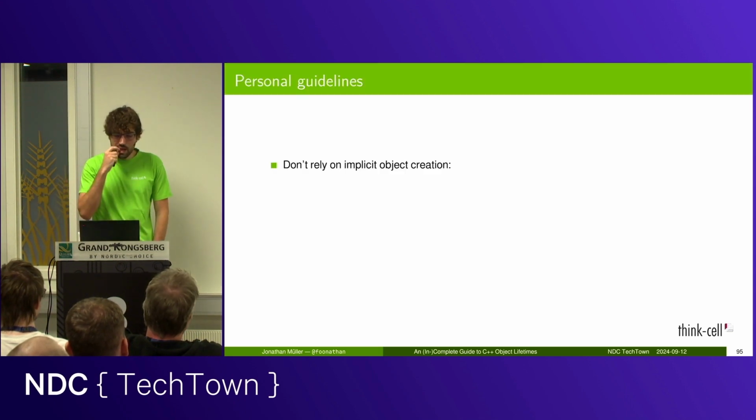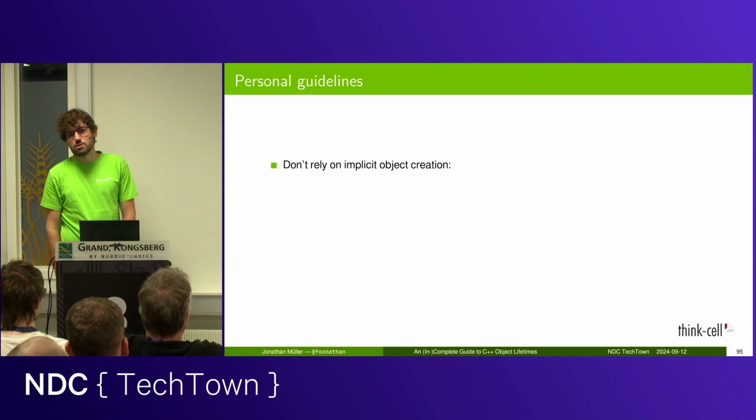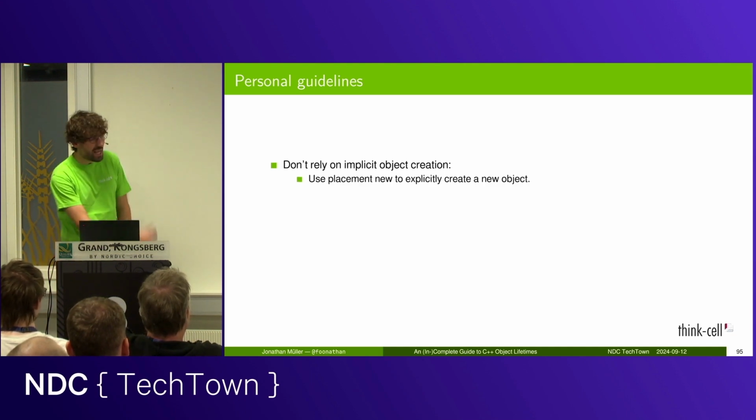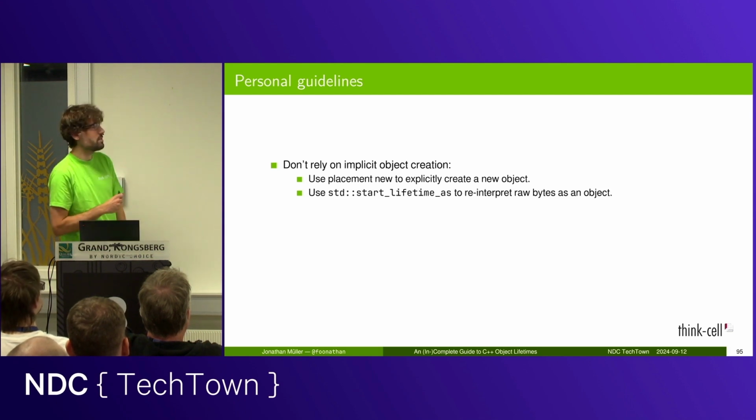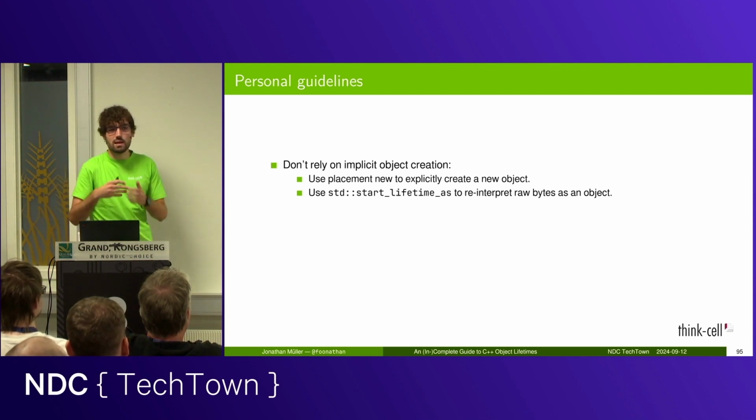I want to end with some guidelines. Don't rely on implicit object creation, right? It's really weird, really finicky. Explicitly use placement new if you want to start a new object, or call start_lifetime_as if you've got some bytes and you want to say there's an int in there, please give me that int, right? So if you read some bytes from the network, call start_lifetime_as directly into your struct, and then you're good.